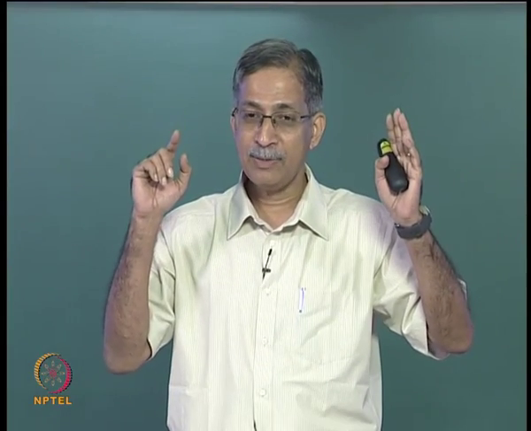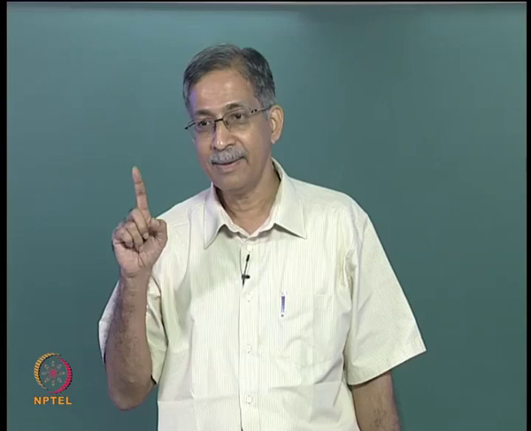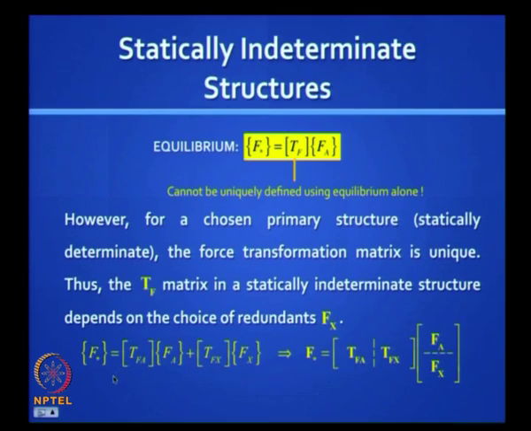So, corresponding to the active degrees of freedom, if you know 1, 2, 3, 4, 5, I can write a TF matrix. That TF matrix I call TFA matrix when I am dealing with FA. When I am dealing with the redundant coordinates, I call it TFX. So, I can write my TF matrix in a partition form like this, TFA when I am dealing with FA and TFX when I am dealing with FX.